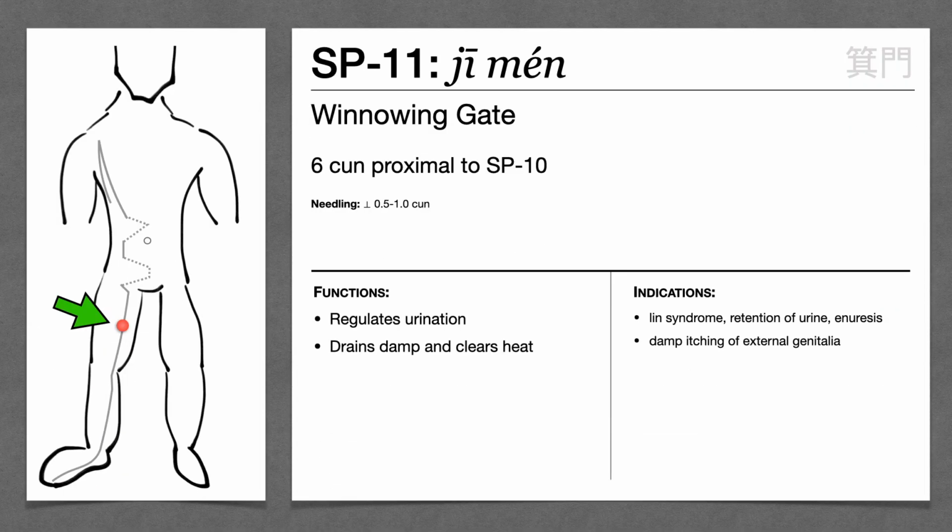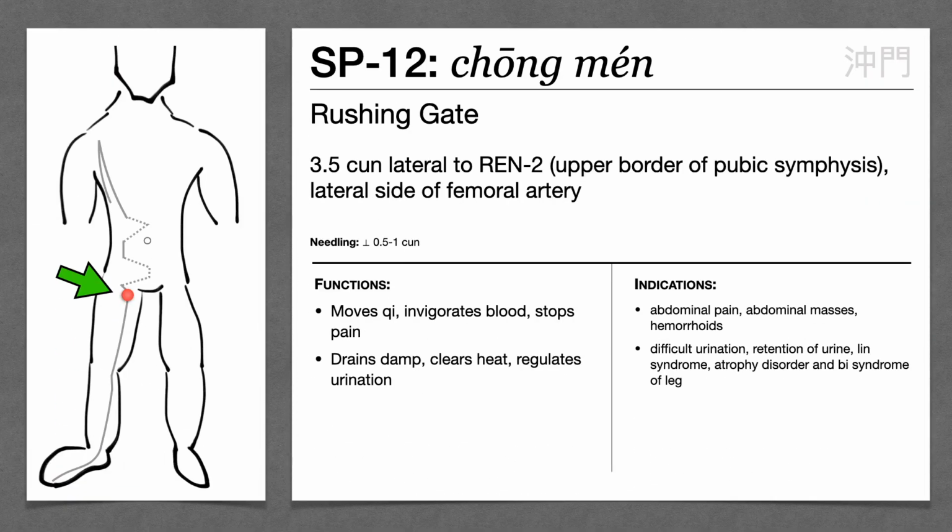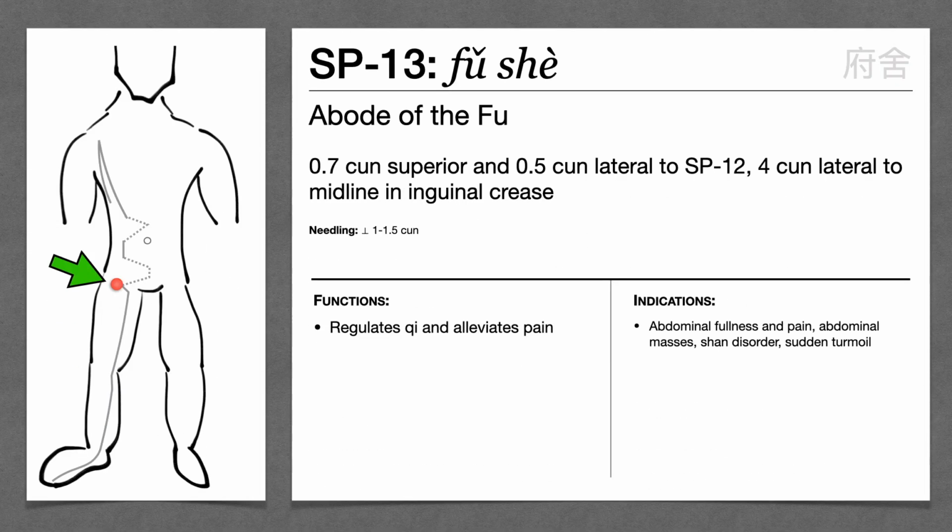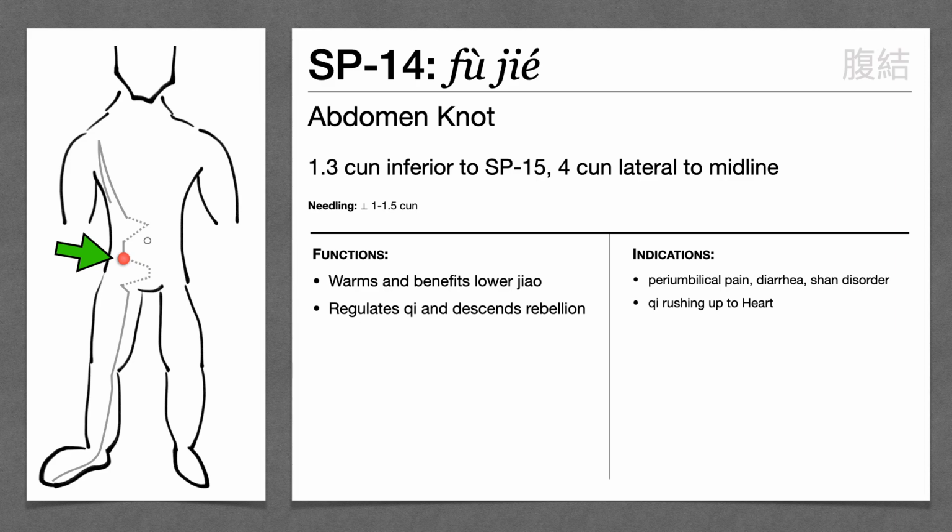And then, a common thing that happens, as we get closer to the trunk, the points get less interesting. Spleen 11 is on the inner thigh, close to the lower jiao, so it's good for the lower jiao, especially damp heat problems like Lin syndrome and itchy genitals. Spleen 12 is in the inguinal area, so it's good for hernia pain and disorders of the lower jiao, like Lin syndrome. Spleen 13 is also in the inguinal area, so it's good for hernia pain. Spleen 14 is on the lower abdomen, so it's good for the lower jiao.